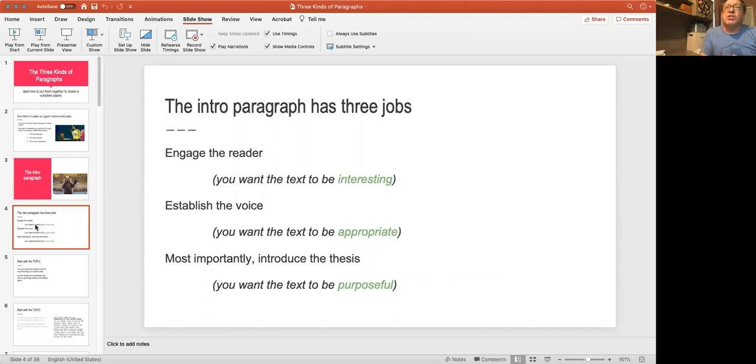You also want to establish the voice, right? You want the text to be appropriate. Again, an academic paper, it's a rhetorical situation that's a little bit more formal than, say, if you were writing an email to a classmate or a text to a close friend, right? And then most importantly, you want to introduce the thesis, right? You want your text to be purposeful. Your paper is going to have a specific task, and that thesis statement is going to reveal how you are approaching that.